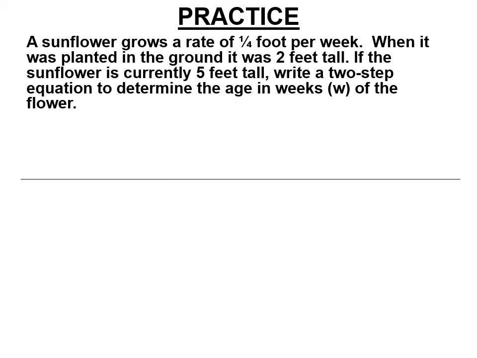A sunflower grows at a rate of 1/2 foot per week. That sounds like a unit rate. When it was planted in the ground, it was 2 feet tall. If the sunflower is currently 5 feet tall, write a two-step equation to determine the age in weeks of the flower. So it's 1/2 foot per week, but it was already 2 feet tall when it was planted. It's currently 5 feet tall. And so that is our 2. There is our constant on the same side as W. There's our rate multiplying W. Over here goes the total, or current in this case. Same thing, it's currently totaled 5 feet.